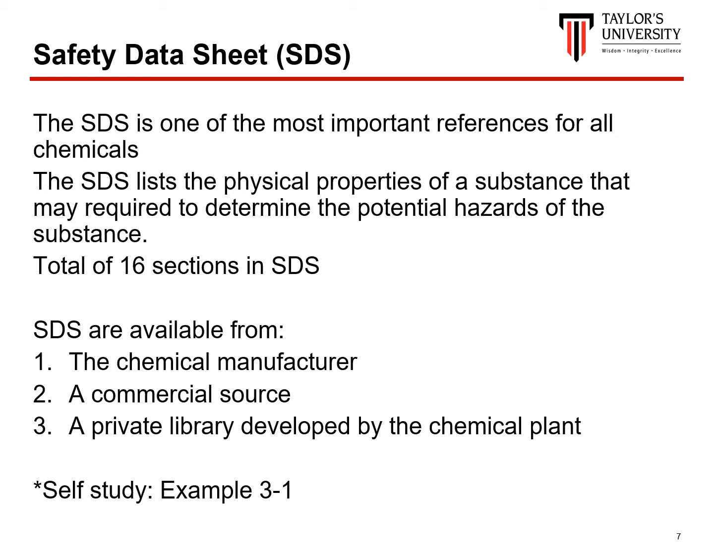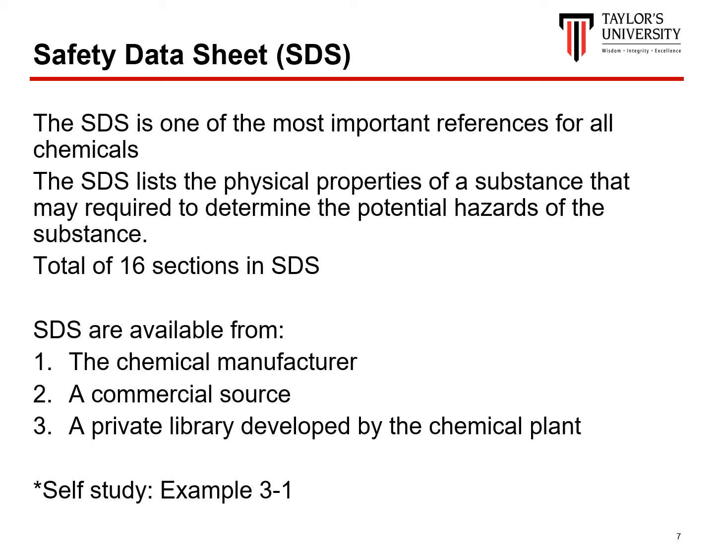One of the most important references used during an industrial hygiene study involving toxic chemicals is the material safety data sheet. We used to call it MSDS, but the new one that is currently being standardized is called SDS, the safety data sheet. So the SDS lists all the physical properties of a substance that may be required to determine the potential hazards of the substance.